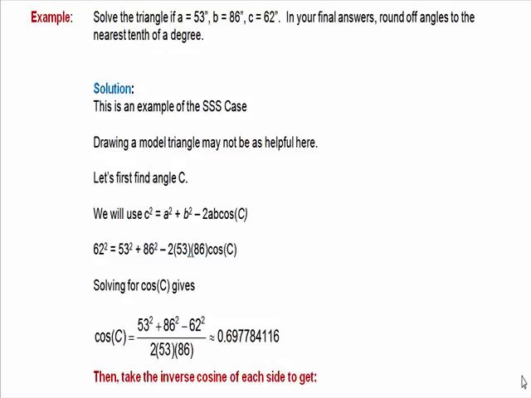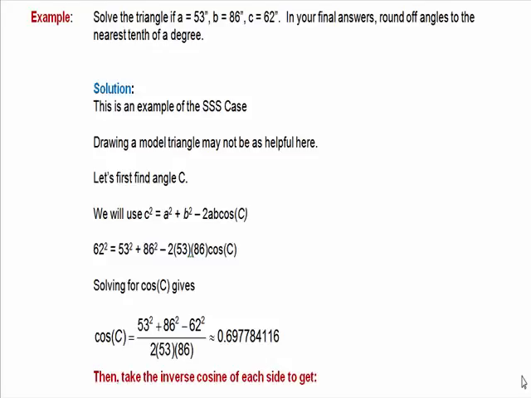Be really careful. I've seen some goofy algebra that students do, so make sure that you're really careful with your algebra. Just to clarify, the way I chose to solve for it, I moved the 62 squared over to the right hand side. So I had 53 squared plus 86 squared minus 62 squared. And then I took that negative 2 times 53 times 86 times cosine of angle C, and I moved that to the left hand side. So I made the cosine C term positive by moving it to the other side. Then once I did that, I had a little division to do.